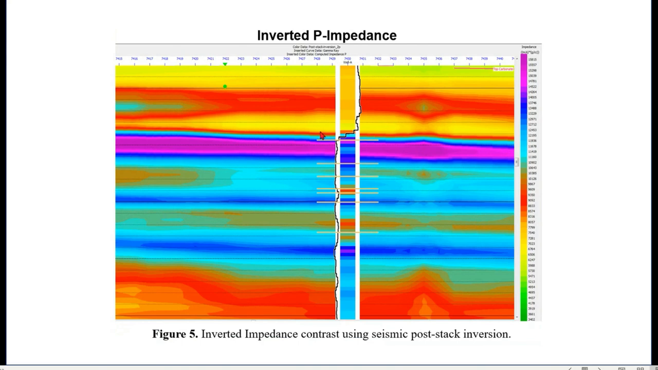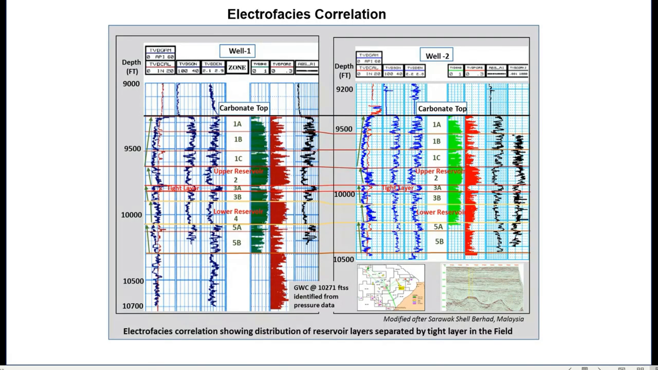Over here, you can see this red color, which is actually a tight layer in between reservoir 1 and reservoir 2. This tight layer is a very thin layer and it's impermeable. That one we also did from petrophysics analysis. Over here we found well 1 and well 2, and we found this tight layer, which is 3A over here. So on the top we have the upper reservoir and on the bottom we have the lower reservoir. Even though it is in one buildup, we still have two reservoirs, the top and bottom.